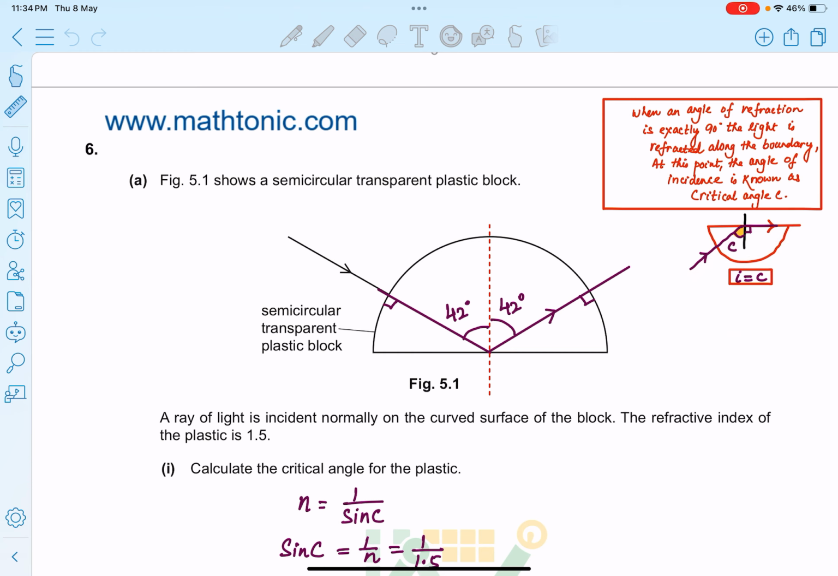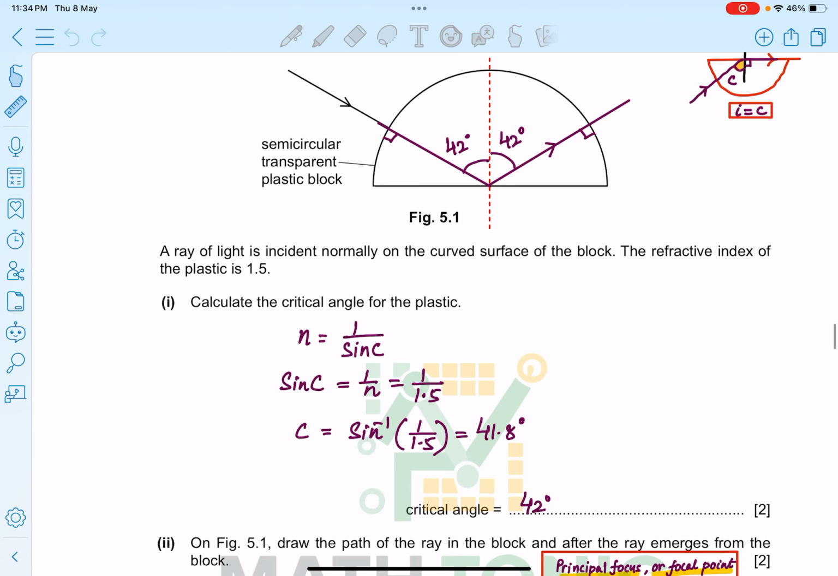So when the question says find the critical angle, remember this one formula: n equals 1 over sine c, where c is the critical angle. What is n? n is the refractive index, which is given as 1.5. Rearranging: sine c equals 1 over 1.5, so c equals sine inverse of 1 over 1.5. We got 41.8, and to two significant figures we can write 42 degrees.